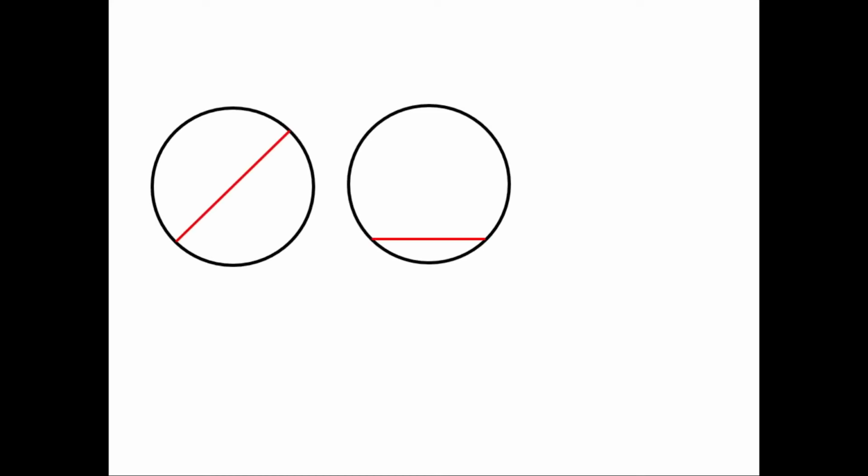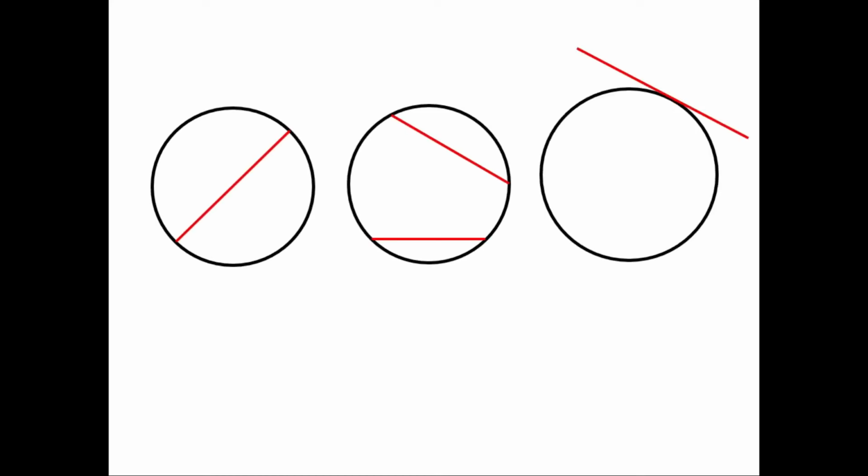I'll be drawing three figures. Now let me label them as A, B and C. Each of these red lines has a name, and let's try to identify them first. We have the diameter, the chord and the tangent.